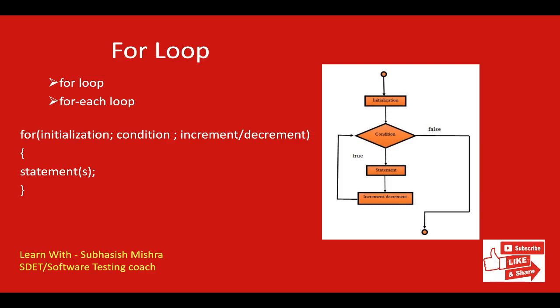Then we have increment and decrement. It is used to set the increment or decrement value for the loop. So let's see with an example. You will understand clearly when we see it with an example.